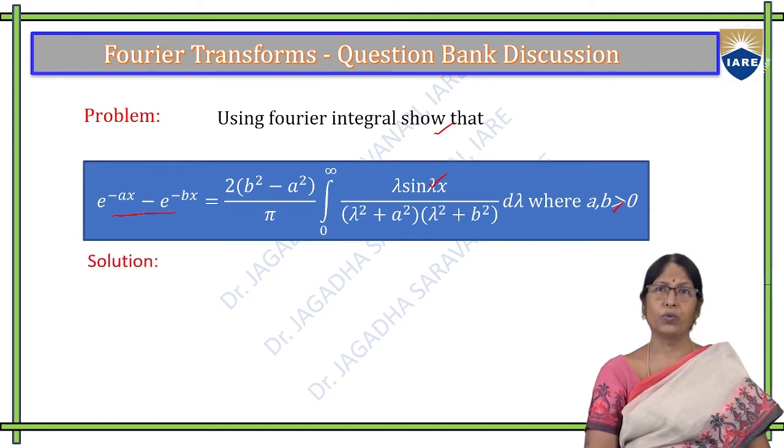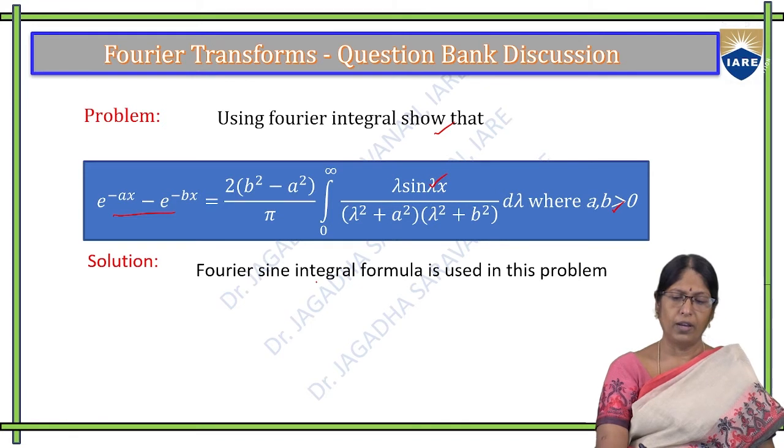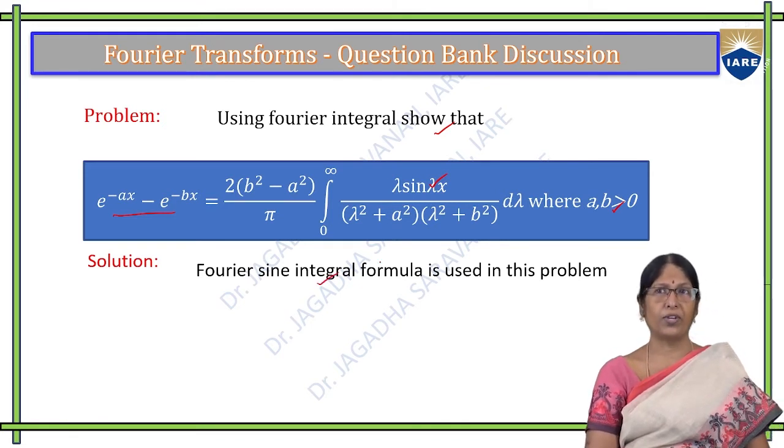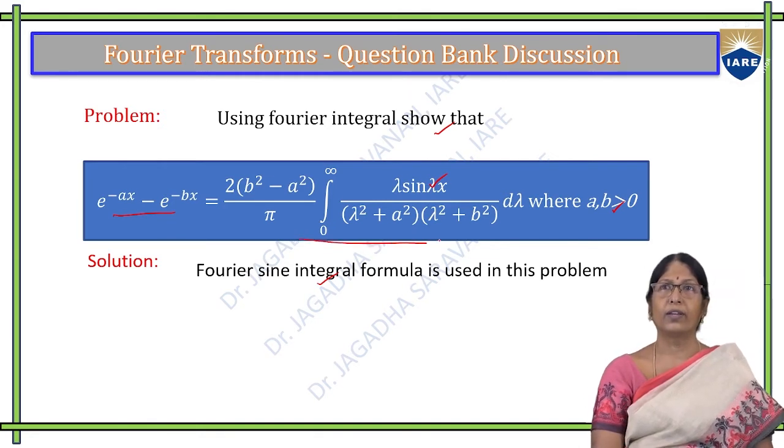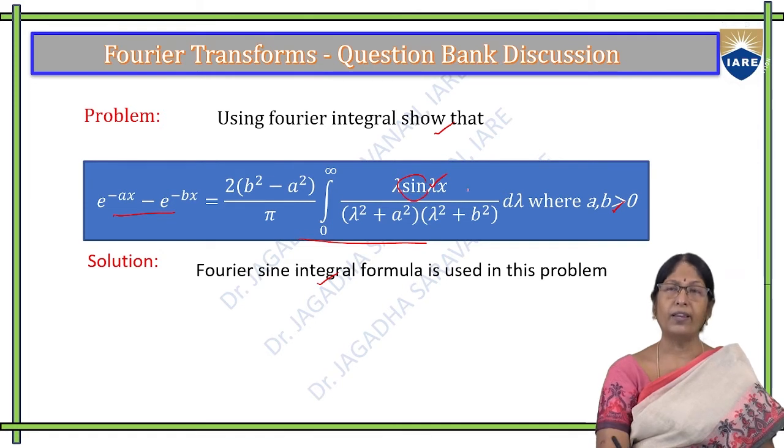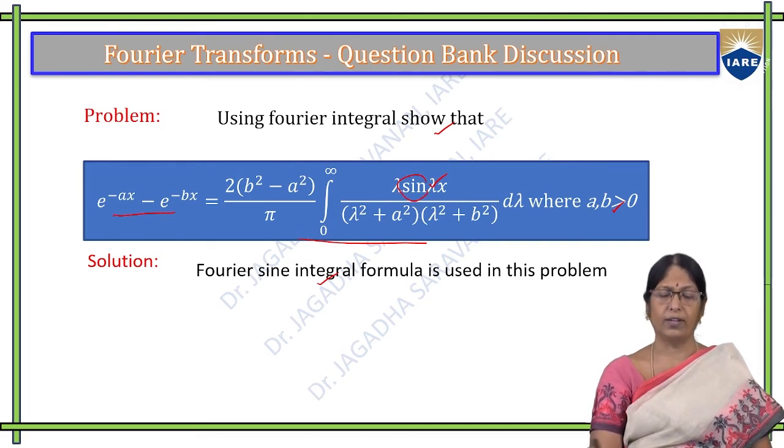Now we will come to the solution part, that is, the Fourier sine integral formula we are taking. The question does not mention anything beyond using Fourier integral. Fourier integral is the main formula that we have already seen, from which we obtain Fourier sine integral and Fourier cosine integral. For this specific problem, we have taken Fourier sine integral. The reason is that in the result we have to prove, the trigonometric term sine is dominating. That is the reason we selected the Fourier sine integral formula.